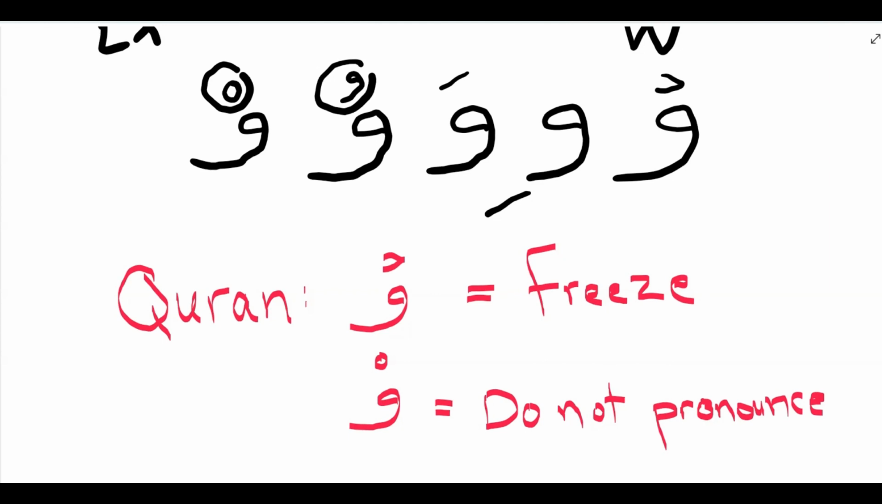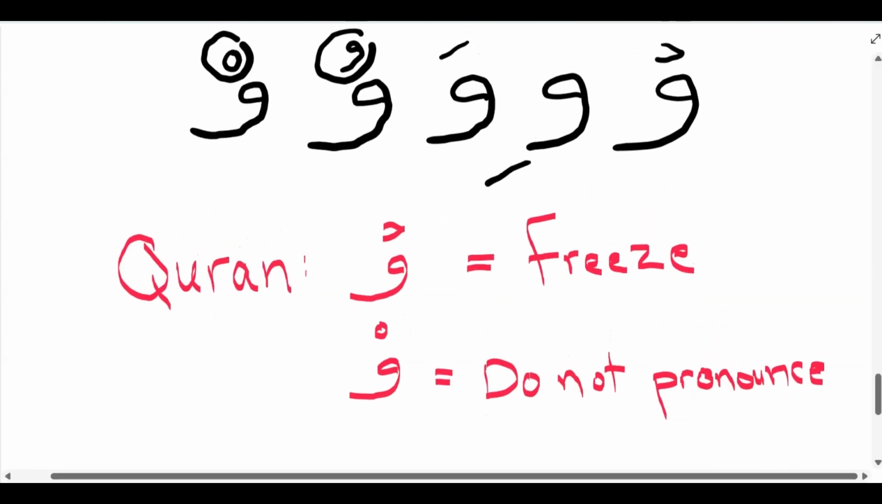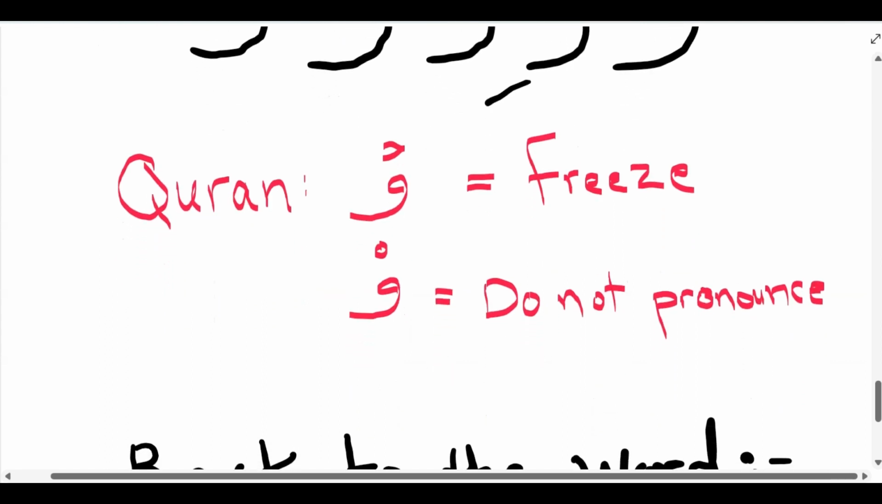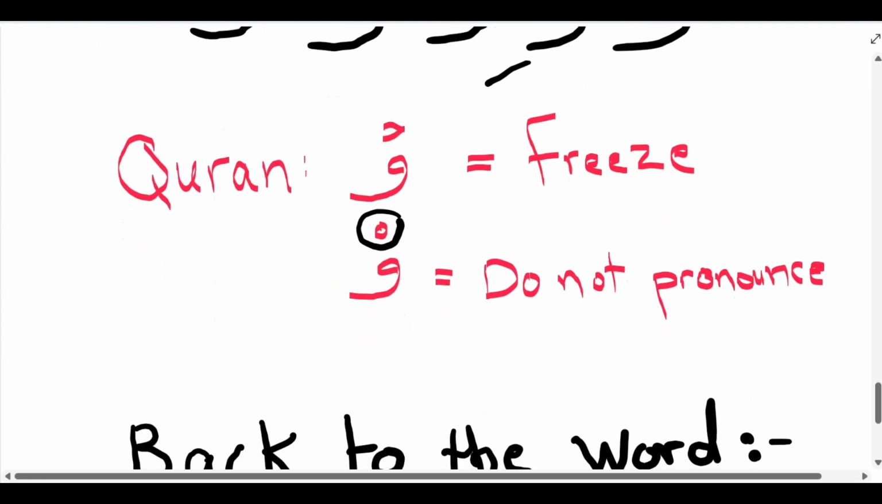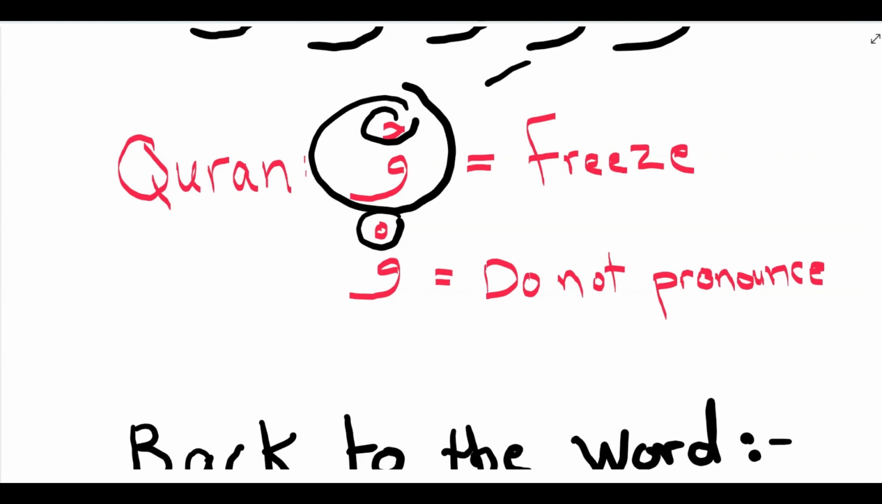Now in the Quran, for the waw only, it's different. As you can see in red written here, when you have this circle on top of the waw, it means do not pronounce. And when you have this mark on top of the waw, it means freeze. So whenever you see this one in the Quran, it means freeze, but whenever you see this one in the Quran, it means do not pronounce.